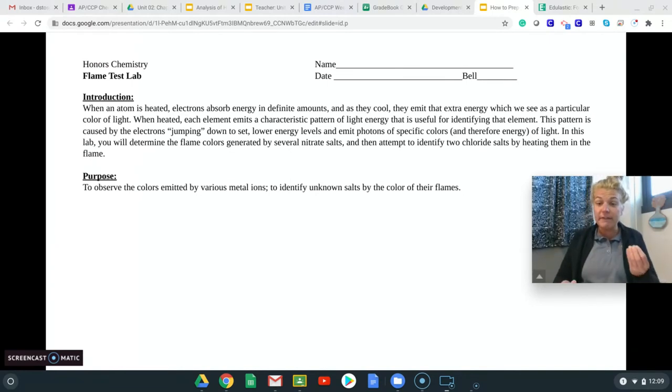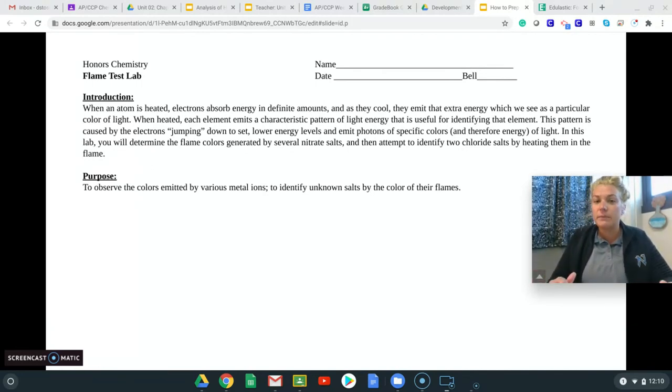So if anybody's seen fireworks before, what I'm talking about with your flame test lab is exactly what happens during fireworks. And we're going to look a little bit more into that later in the week. This pattern is caused by electrons jumping and then falling back down, and the amount of energy that's released is known as photons. In this lab, you will determine the flame colors generated by several salts, nitrate salts. Just think about it as like sodium chloride. Don't think about it as anything crazy.